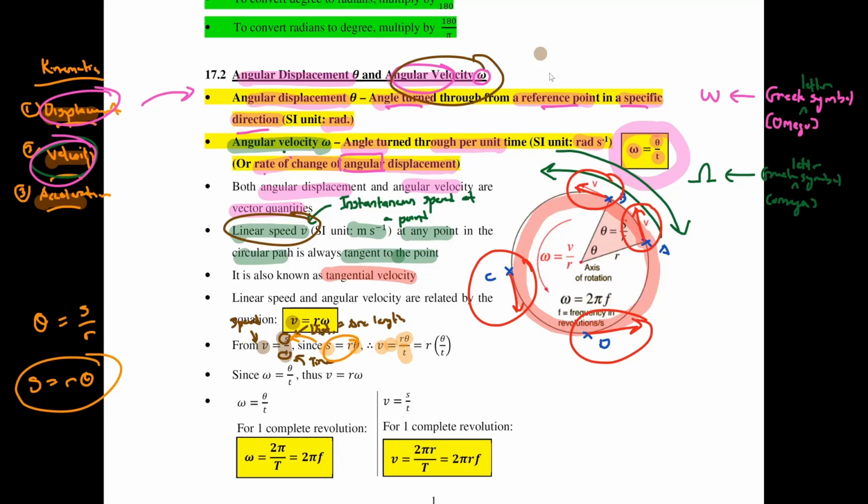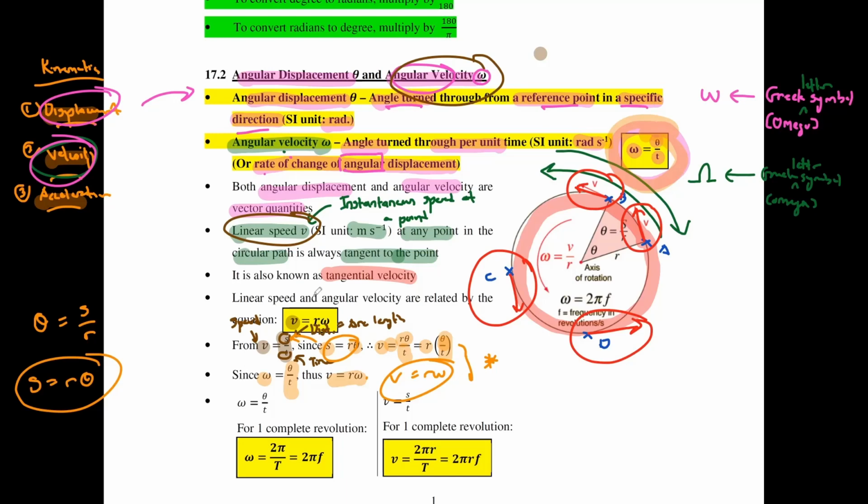Now you try to isolate theta over t here. Theta over t is actually omega. So since omega is theta over t, therefore v is r omega. So that's why we can say v equals r omega. I think the derivation is something that you need to know. This derivation is kind of required, although I have never seen it being asked before, but just know how it's derived.